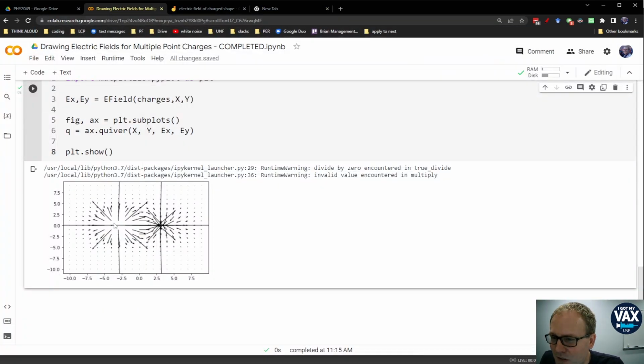So that's really cool. That gives you an idea of what this looks like. We call this a dipole because it's got two charges of equal magnitude but opposite sign located opposite of each other. And you get this really cool dipole pattern here.